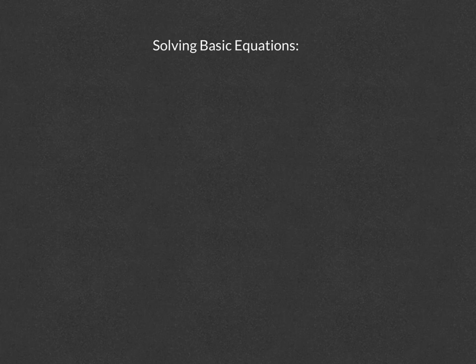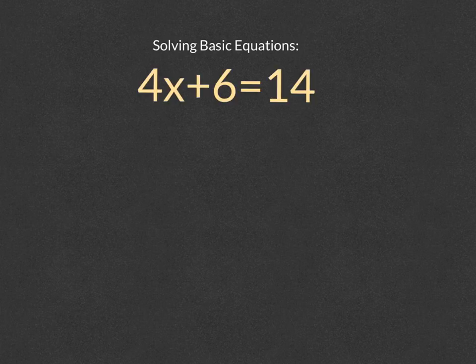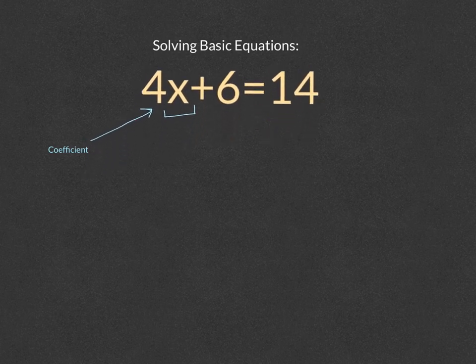We're going to take a look here at solving basic equations. Before we do, let's take a look at an equation and understand what each of the components of the equation would be. Alright, so this first part, this 4 that is on the x. The 4 that is on the x is called the coefficient. Alright, so that is always the constant that is being multiplied by the variable.